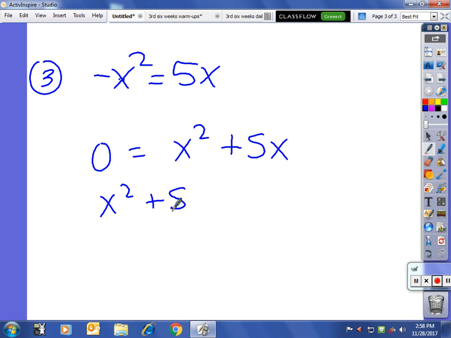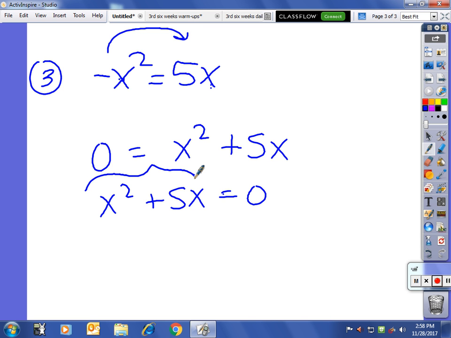And some kids don't like it when it's written like that. They want the 0 on the right. That's fine too. You can then rewrite it to have the 0 on the right. But you definitely need the 5x to stay positive, and the negative x squared comes over there to join it, and it becomes positive, and then set it equal to 0.